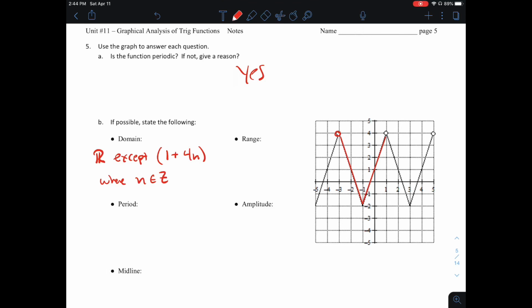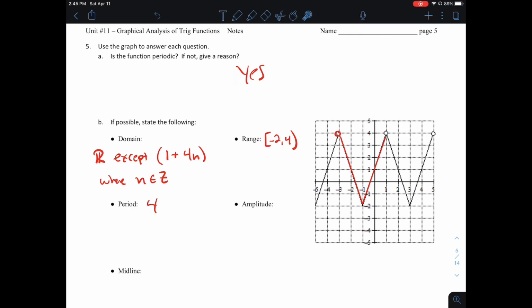What's the range for this function? It goes as low as -2, but it includes it. And it goes as high as 4, but it does not include 4 because there's an open circle at 4. What's the period? The period is the horizontal length of one cycle. And this period is going to go from -3 to 1 before it repeats itself. So we would say that period is 4 in length.